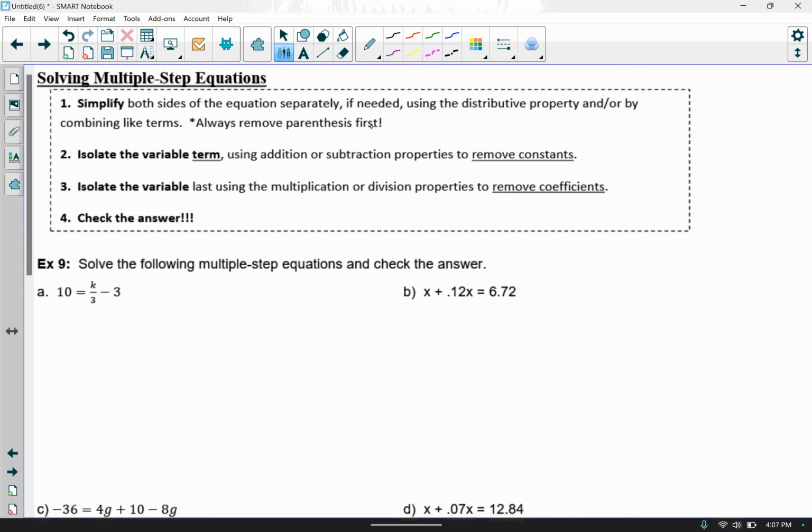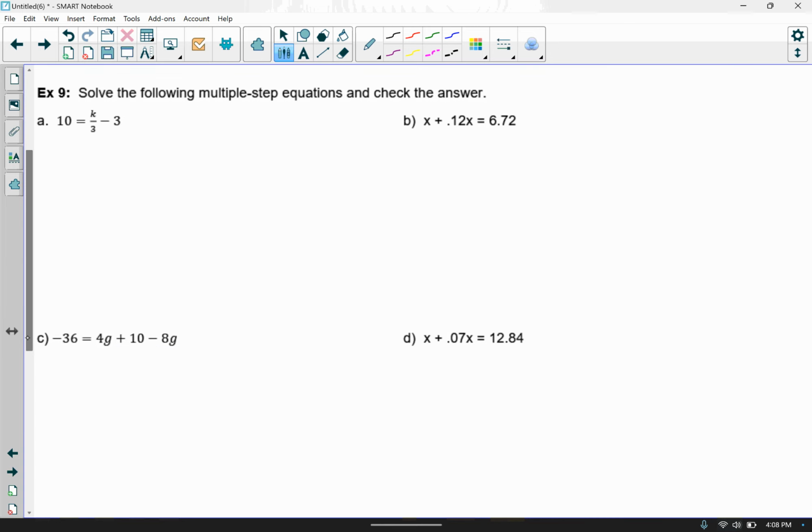Always remove your parentheses first. Then you want to isolate your variable, using your addition and subtraction property. And then isolate the variable last by using your multiplication and division properties. Get rid of those coefficients. And then lastly, you can always still check your answer. I probably won't continue to demonstrate that, but you can always check your answer when you solve an equation.